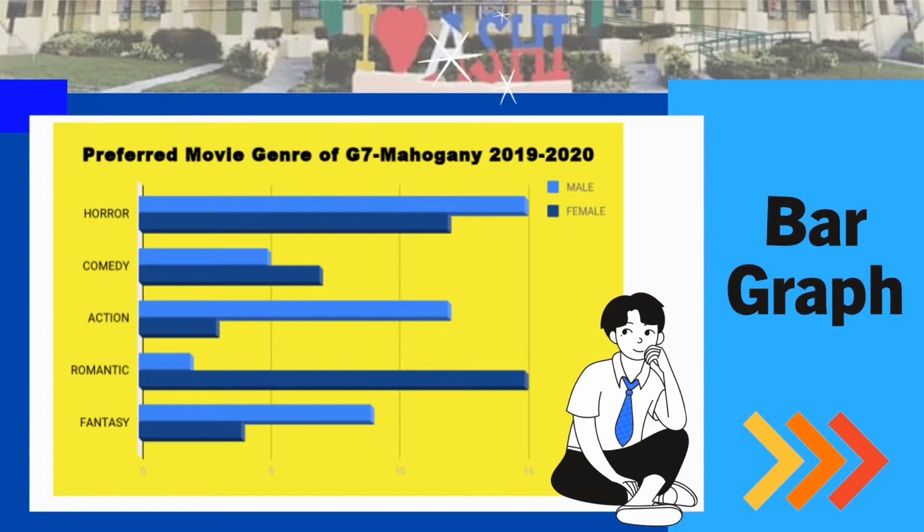The next one would be the bar graph. The bar graph or bar chart is a graphical representation of data that uses bars to compare data according to given categories. Such bars may run either vertically or horizontally.